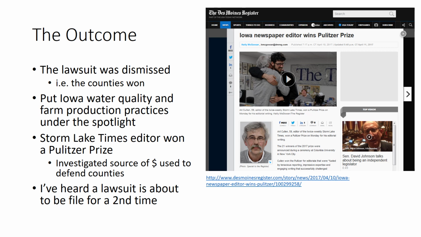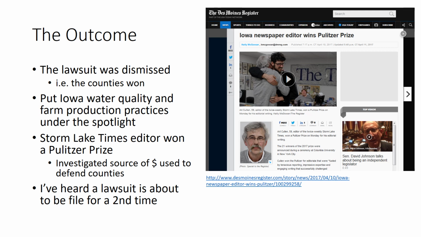One interesting thing that happened is the Storm Lake Times. So Storm Lake is one of the bigger cities within this area. So the Storm Lake Times editor won a Pulitzer Prize, and he investigated the source of money that was used to pay for the defenses of these counties.